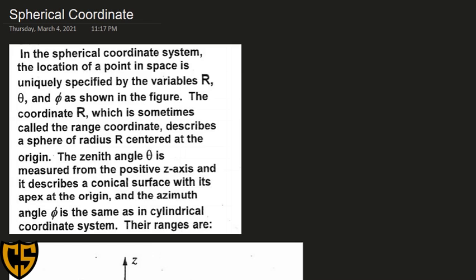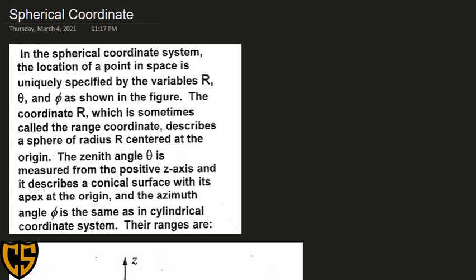Okay, so aside sa cylindrical nga coordinate system, we also have a spherical nga coordinate system. So sa spherical naman nga coordinate system, the location of the point in space is uniquely specified by the variables nga r. Then we have still this same nga angle theta, and then mayroon na tayo nga sang application man sang angle nga phi, as shown sa figure nga ipakita ko dugay guys.